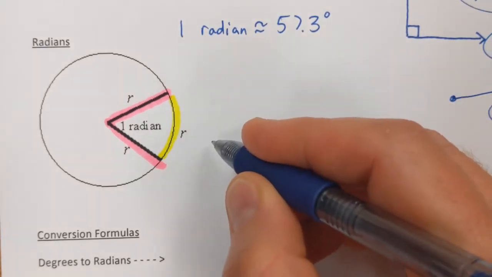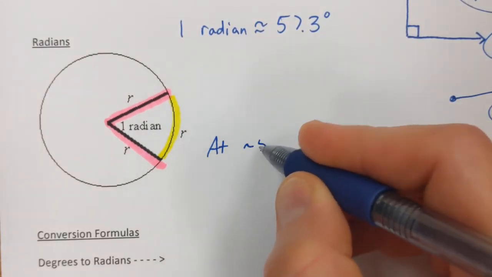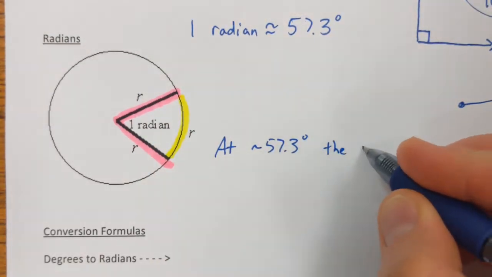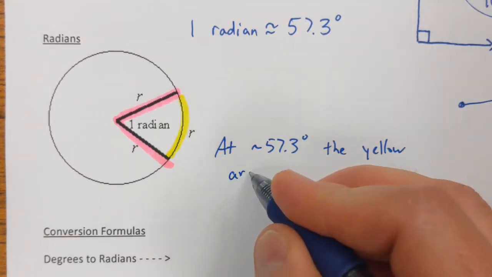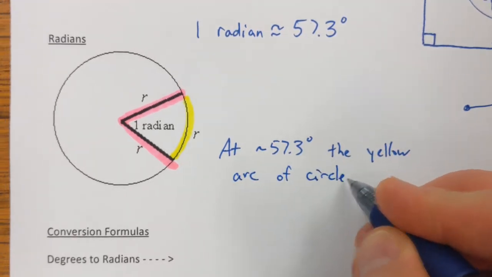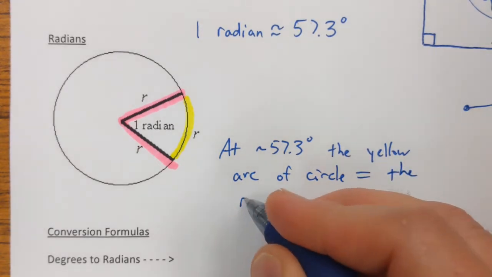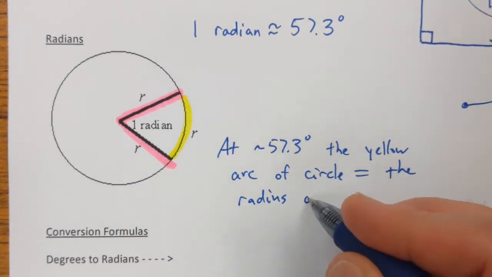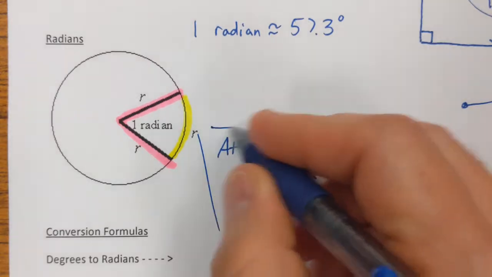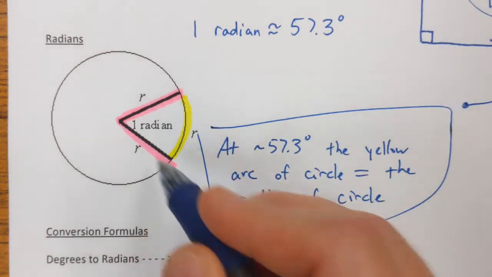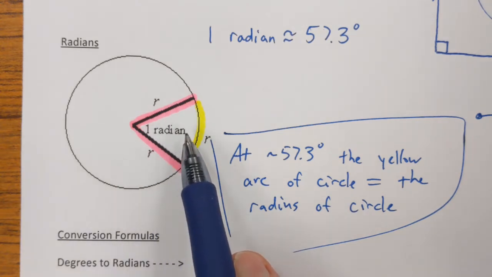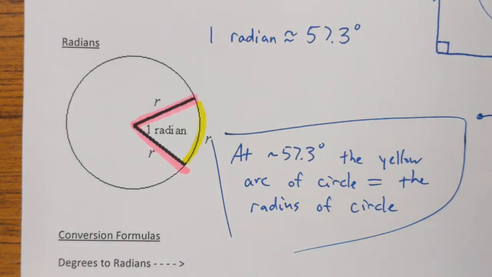And then here's another thing I want to note. At approximately 57.3 degrees, which is 1 radian, the yellow arc of this circle equals the radius, one of these single pink lines, the radius of the circle. This yellow line is the exact same length as one of these pink lines, and that only happens at exactly 1 radian, or approximately 57.3 degrees. Okay, so that's the introduction.